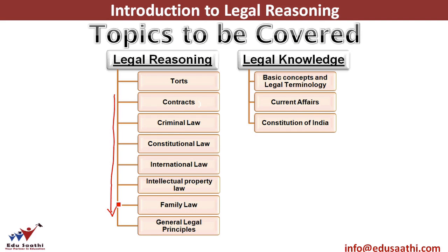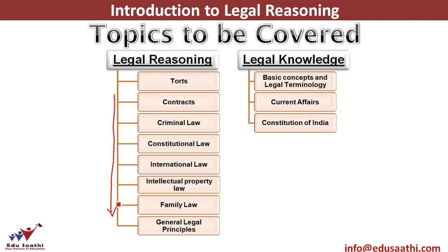For example, we can say that torts, contract, and criminal law are the most important topics under legal reasoning. Most of the questions are based on these laws and concepts only. However, constitutional law, IPR, international law, and family law are the less important, or we can say least important, topics in the legal reasoning section.